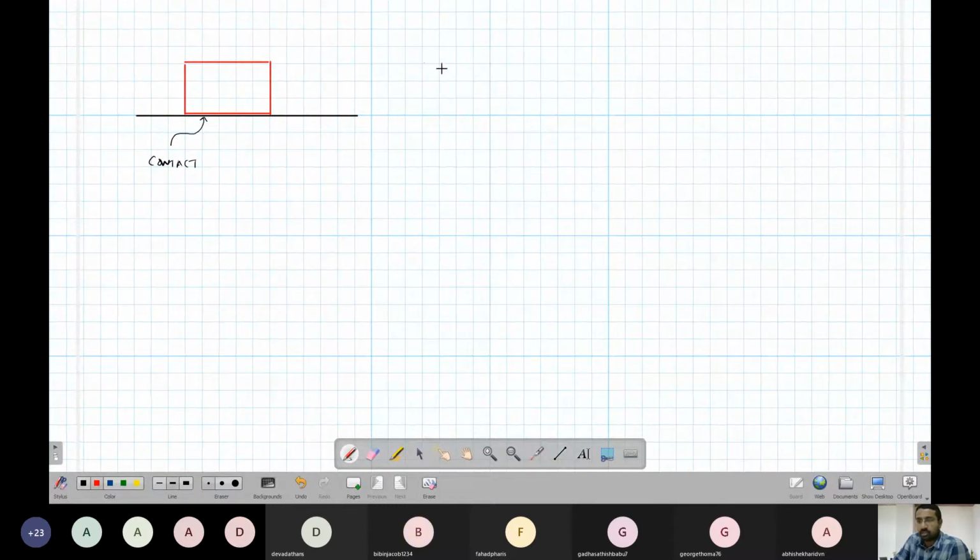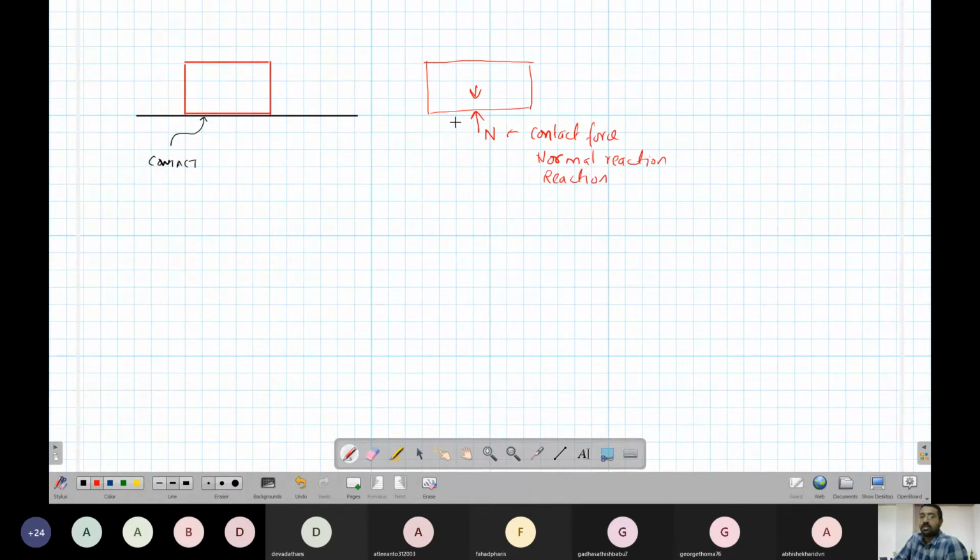If I am drawing the free body diagram, I have the box here. I have its weight acting downward. And on the contact, I have a contact force acting upward. So the contact force is a reaction. So this is the contact force, or normal reaction, or reaction.